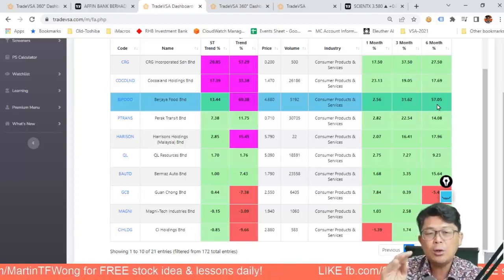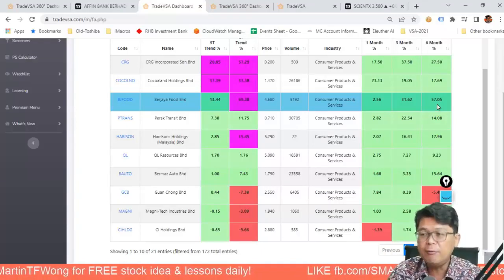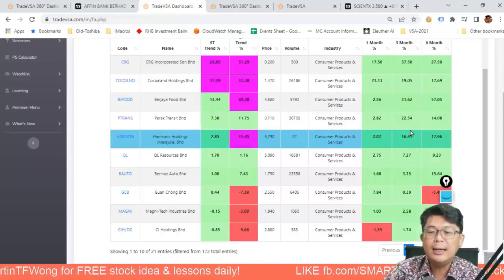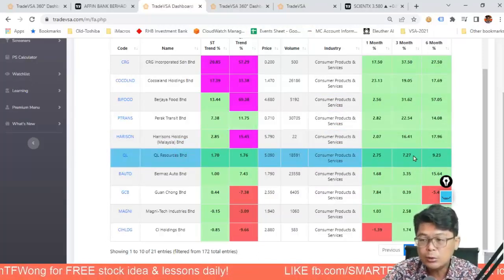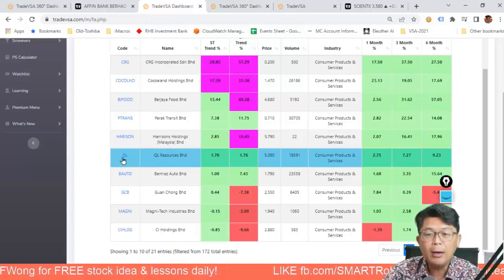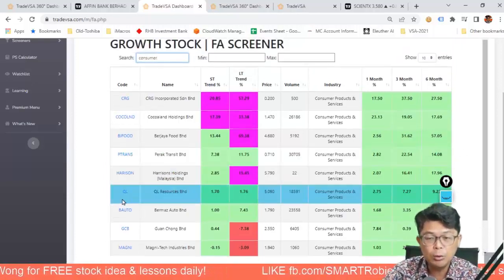So if you want to buy Berjaya Food, the stock has already moved up, so you have to be very, very careful, right? You can look for stocks that have not moved up yet, maybe like QL Resources, which is a green. All right, let's look at QL Resources, which is a growth stock.